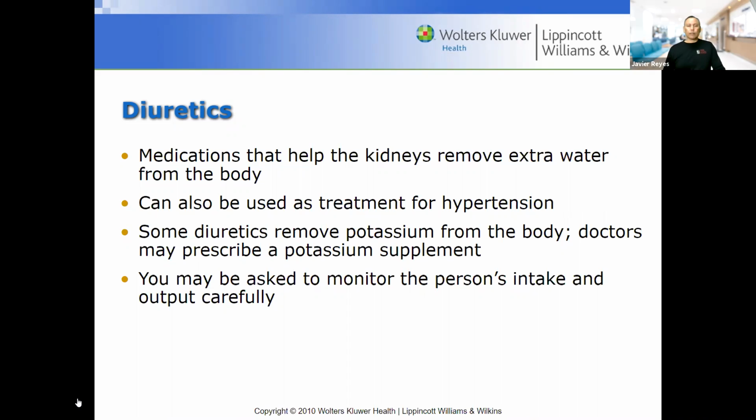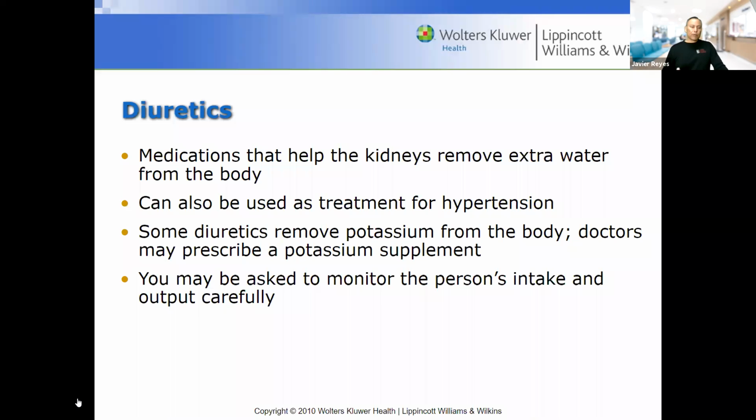Hydrochlorothiazide. Okay, so there's a lot of medications that end in IDE, and these are called diuretics. Okay, mostly, again, used to treat hypertension. Sometimes for other reasons like removing potassium when a person has high potassium levels. We have to monitor their intake and output.